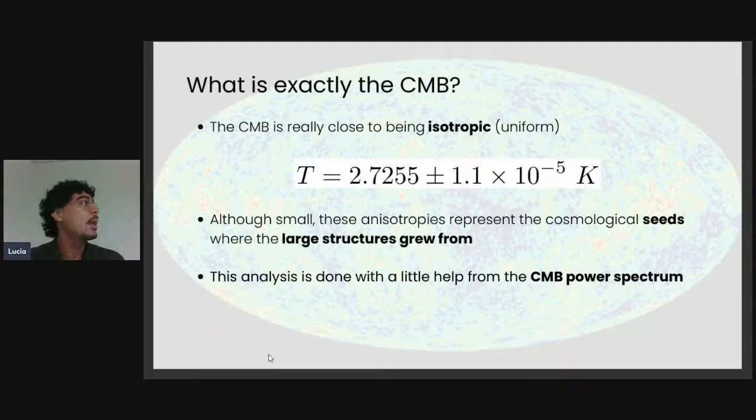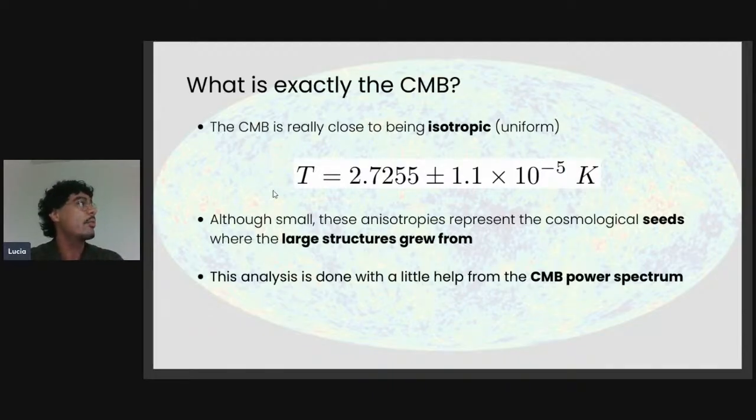As a radiation that we see from Earth, it is pretty isotropic, or uniform, in the sense that when we compute its temperature, the radiation has a mean temperature of about 2.72 Kelvin, with an error on the order of 10 to the minus 5. So the anisotropies in the CMB are really small compared to the mean temperature itself. But although small, these anisotropies represent the cosmological seeds where the large structures grew from. That is the main idea here.